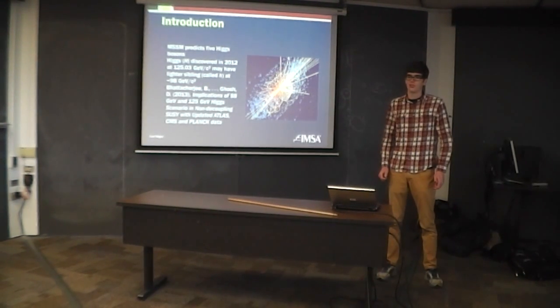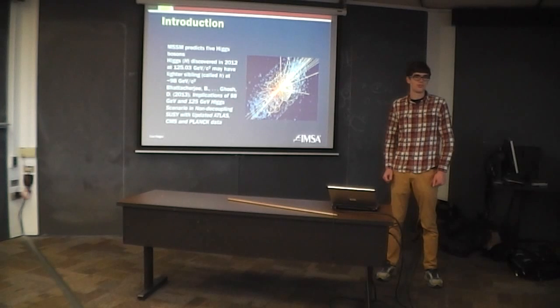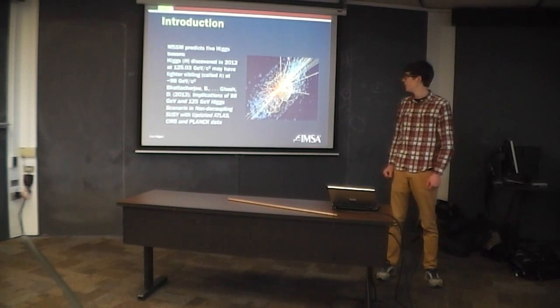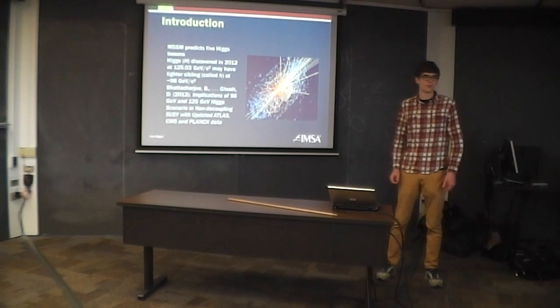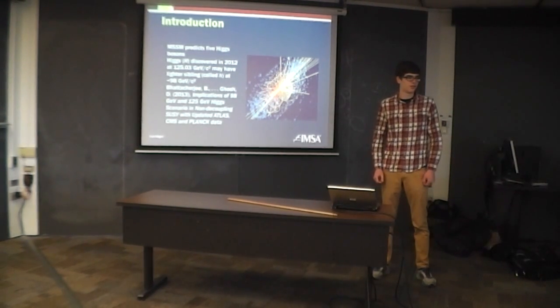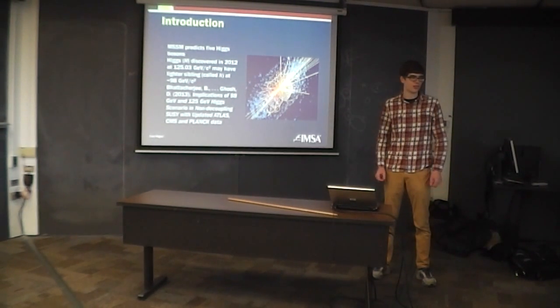Recent research suggests that the 125 GeV Higgs discovered in 2012 may in fact have a lighter sibling at approximately 98 GeV. Our experiment this semester has been given simulated data to determine whether or not this little Higgs exists and its broader implications in supersymmetric theory.